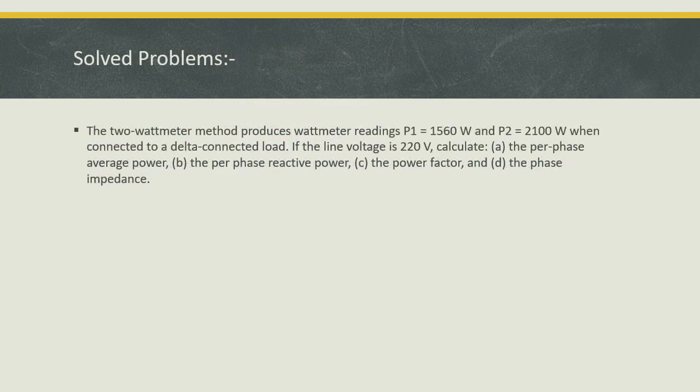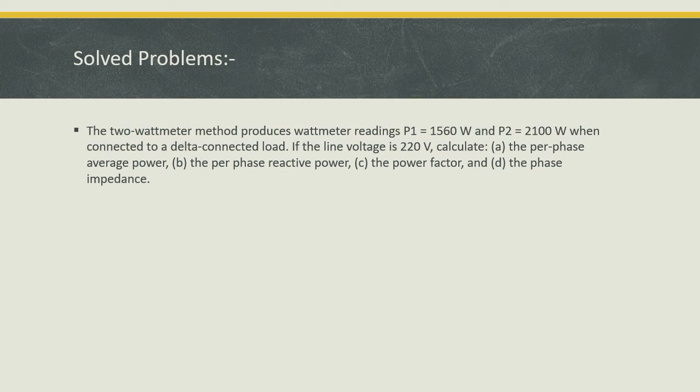Now you see this problem. The 2 wattmeter method produces wattmeter readings P1 equal to 1560 watts and P2 equal to 2100 watts when connected to a delta connected load.